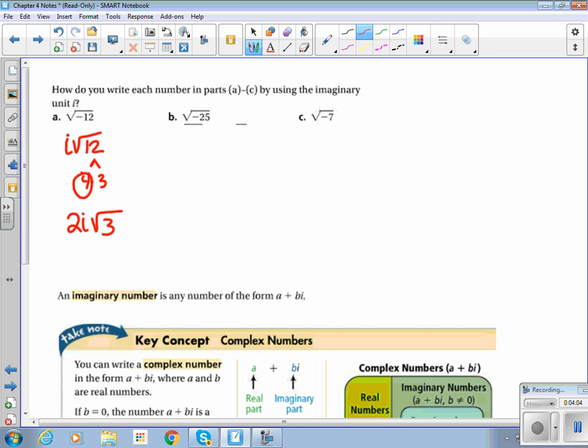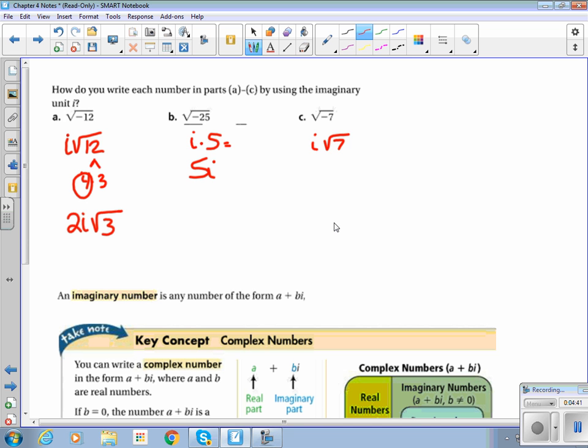Square root of -25 is the square root of -1, which is i, times the square root of 25, which is 5. We like to write the letters after the numbers, so I would definitely rewrite this as 5i. Square root of -7 is the square root of -1 times 7. The square root of -1 is i. And 7, he is not a perfect square, so he just stays.